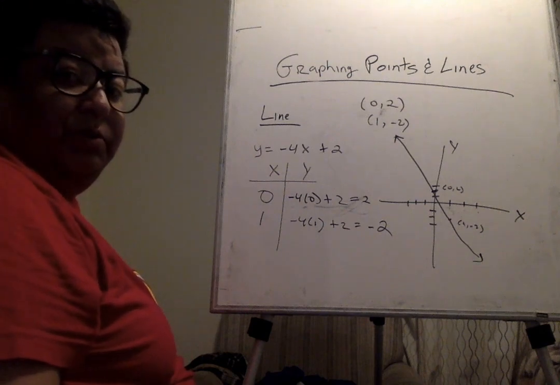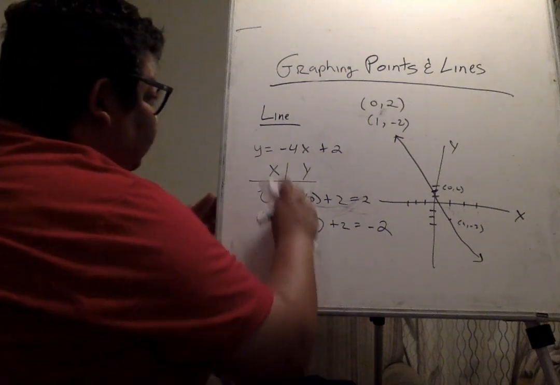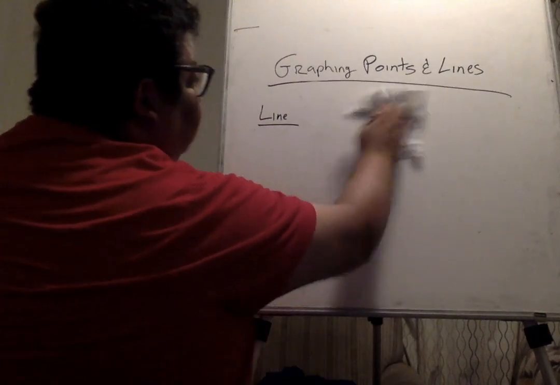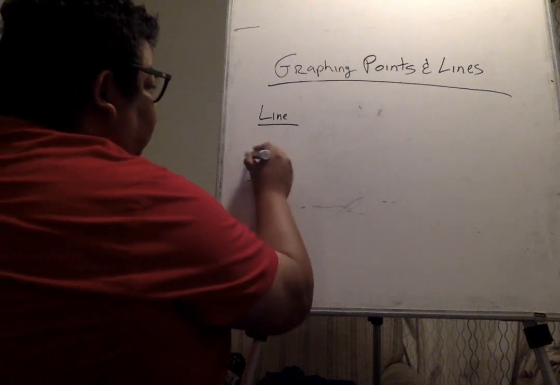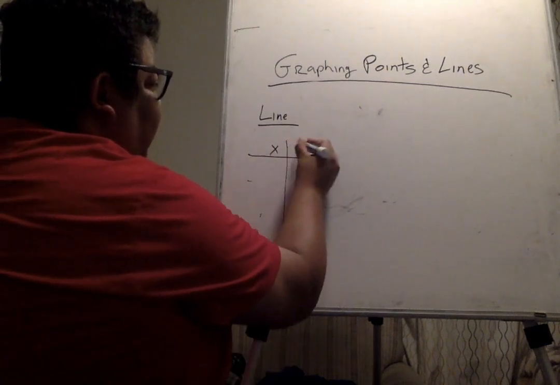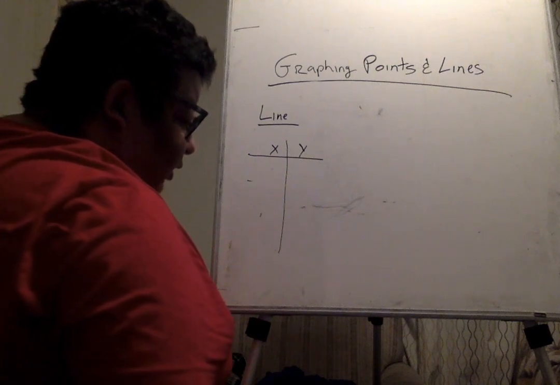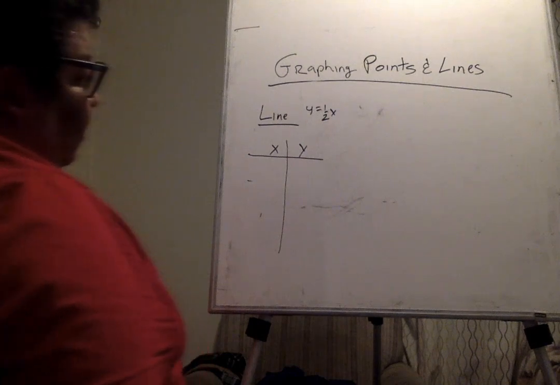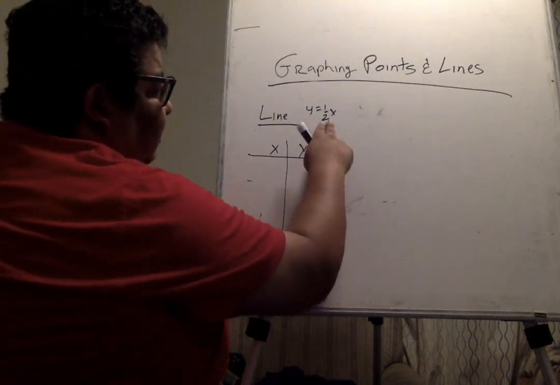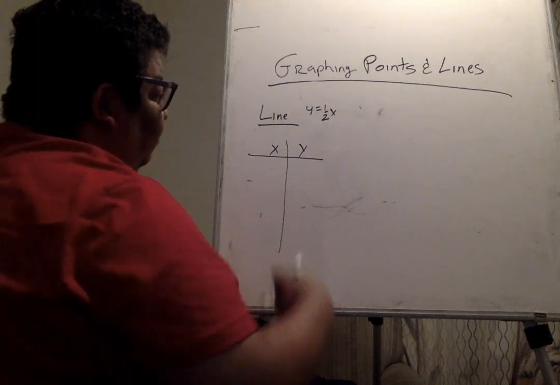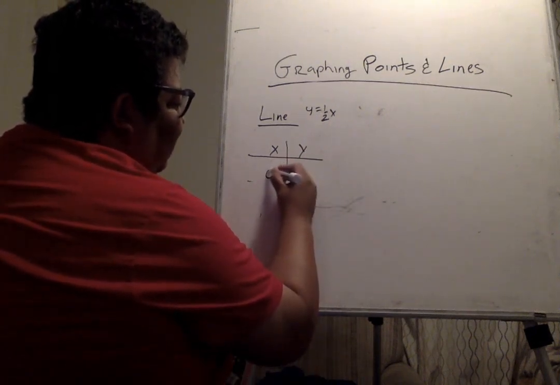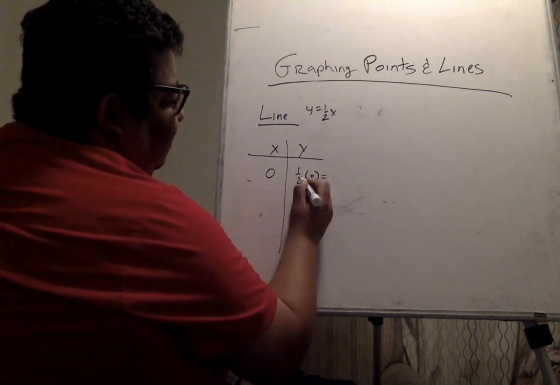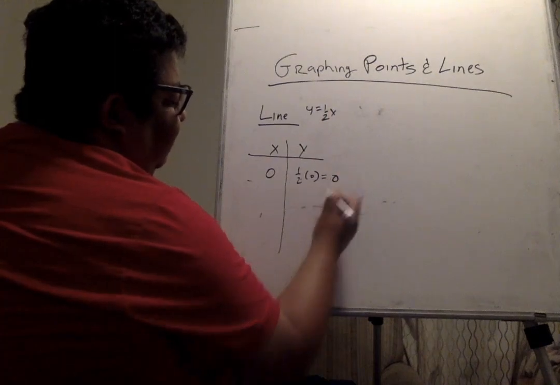Now let's work with fractions, because fractions are a little harder. So we have an x and a y. What's our equation now? It's going to be y equals 1/2 x. Remember, they all work the same way. It's just the type of operations you have to do. So we're always going to choose, remember, 0 is our lucky number, because we're going to have 1/2 times 0. 0 times any number is 0.